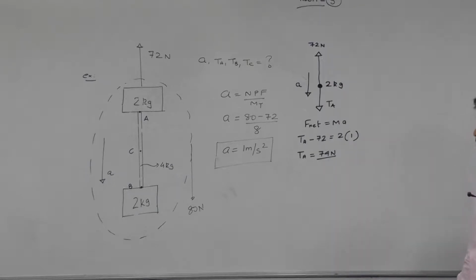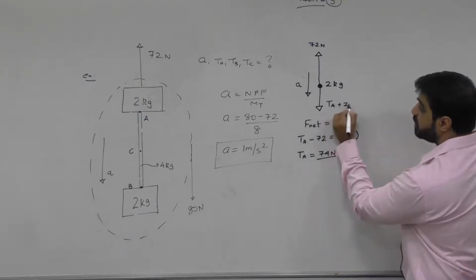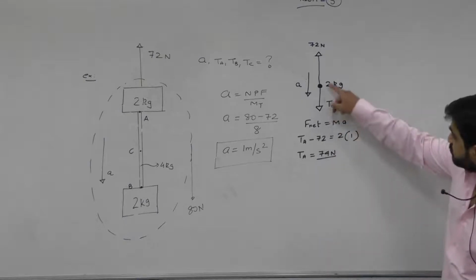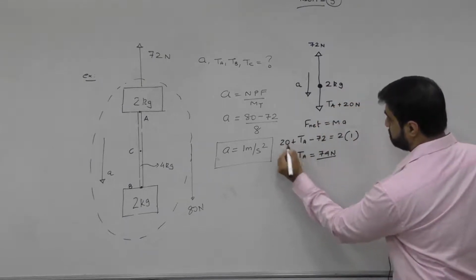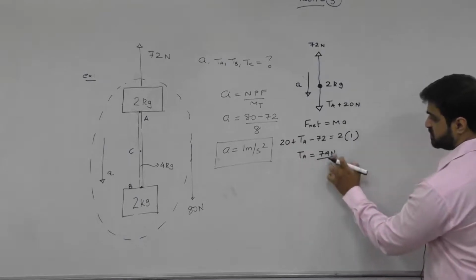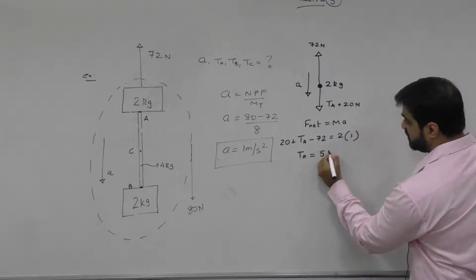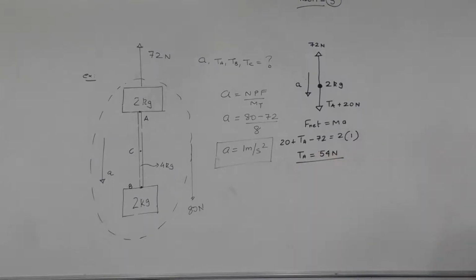Everyone has understanding. We have missed one thing, sorry. We have missed the weight of the 2 kg, na? His weight is what? 20. So it will become TA plus 20. Correct, na? So this will become what? 54. Got it? We have missed the weight.